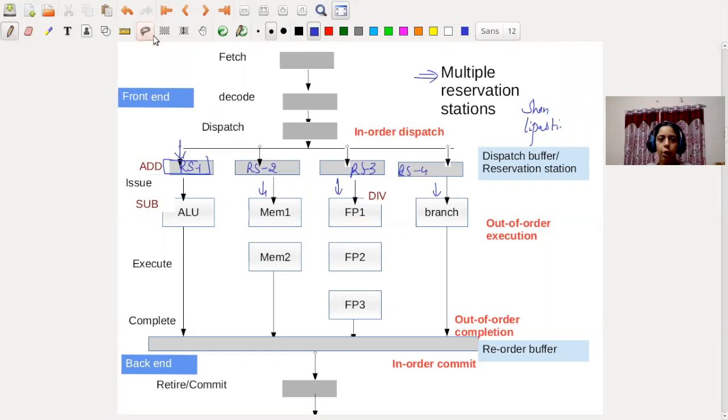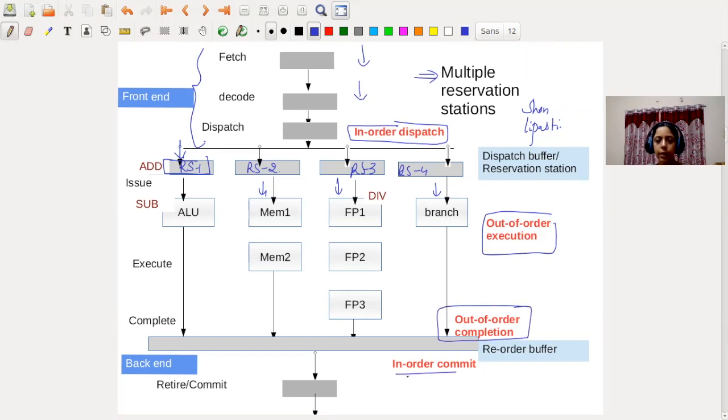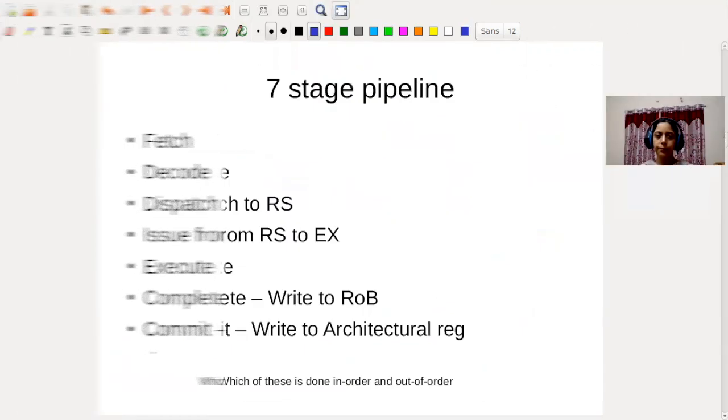So finally, this is called the front end of the processor, the fetch, decode, dispatch, or rename. This is the in order dispatch. All of this is happening in order, fetch, decode, and dispatch. Then the execution is happening out of order. The completion of the execution is happening out of order, whereas the commit or the write back is happening in order, and this is called the back end of the processor.